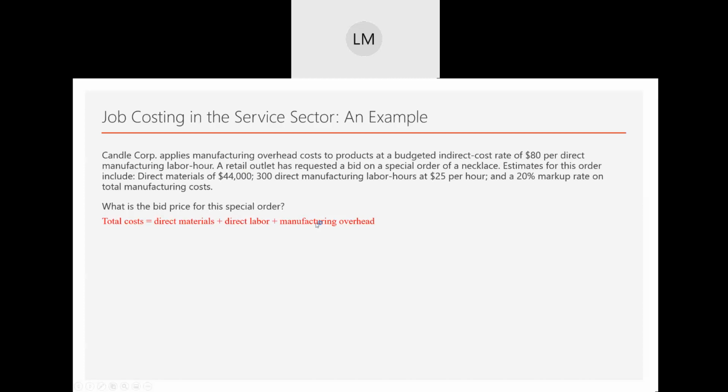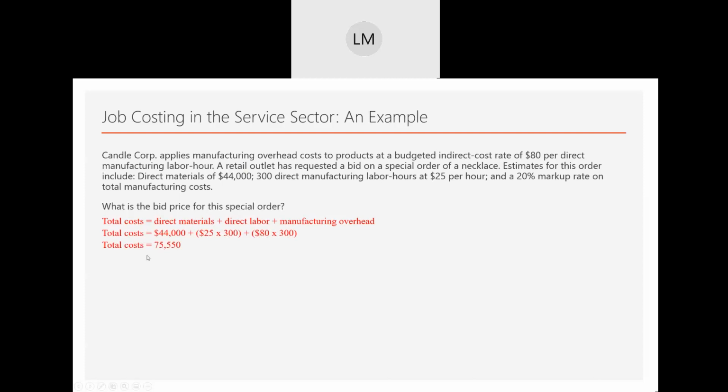So the first thing is I want to know my total costs. My total cost is going to be direct materials of $44,000, direct labor of $25 per hour times the 300 labor hours incurred, plus manufacturing overhead of $80 per direct manufacturing labor hour times the 300 labor hours incurred. So my total costs are going to be $75,550.